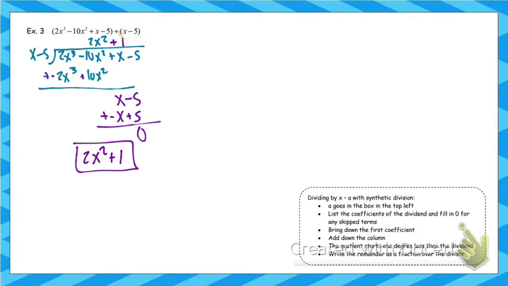So the way it works, we're going to put some number in the top left up here in a little box. That number is the 0 of the factor. So if x minus 5 is what we're dividing by, positive 5 is what goes in that little box. Then we're going to write the coefficients of all of the terms that we're dividing. So the coefficients would be 2, negative 10, 1, and negative 5.